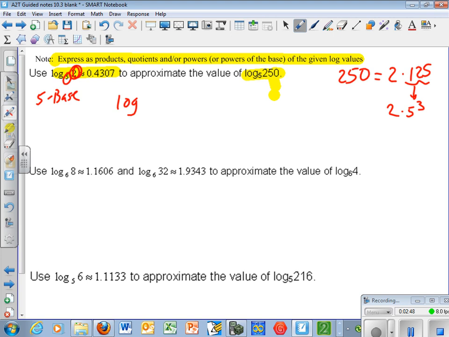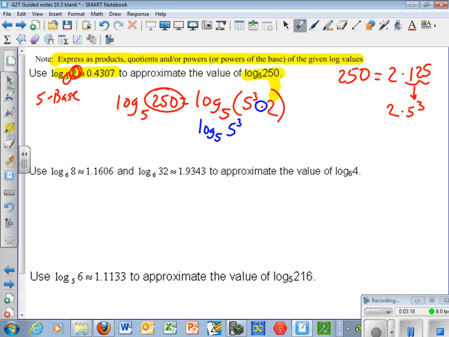So the log we're trying to find is this. We've got to stay in the same base, so we're going to express 250 here as 5 to the third. I'm going to put the 5 to the third first, times 2. It doesn't really matter which one you do. All right. Now, let's apply our logarithmic rules. If I have a product right here, I can break this down into the log of 5 cubed plus the log in base 5 of 2.